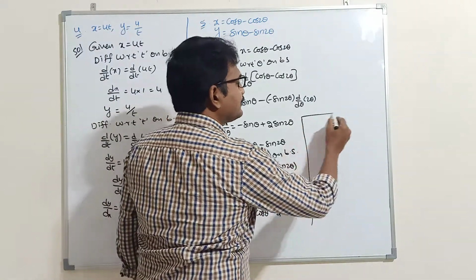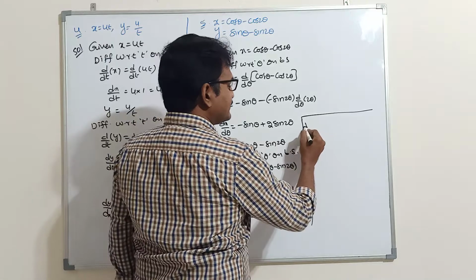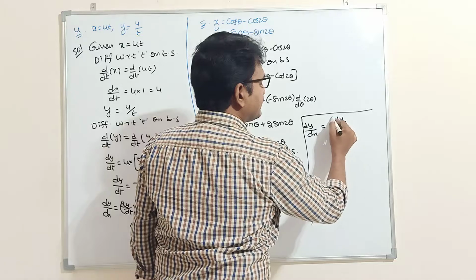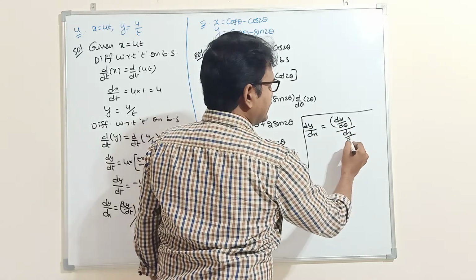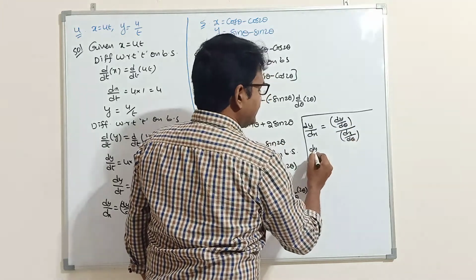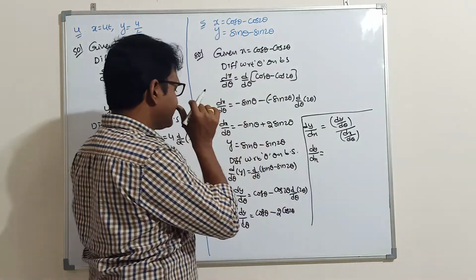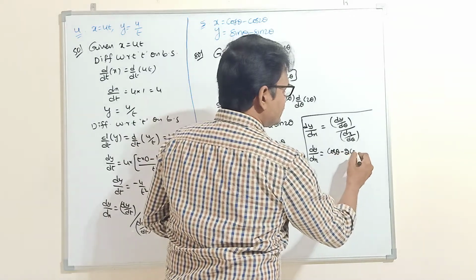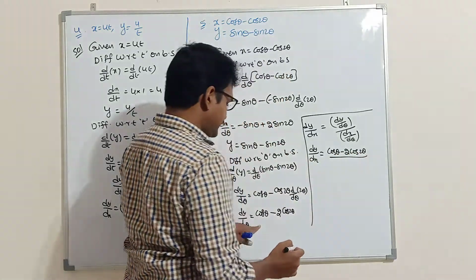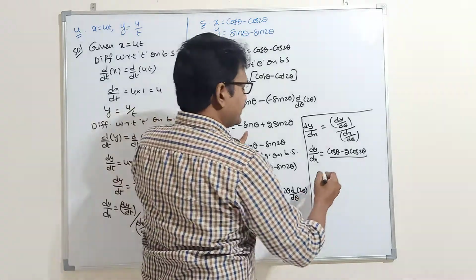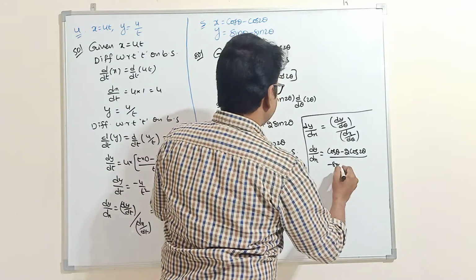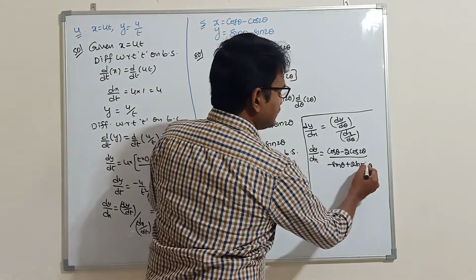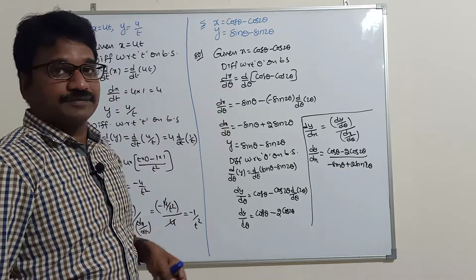So finally, what do we need to find? dy by dx. So dy by dx is equal to dy by d theta by dx by d theta. So dy by dx is equal to, what is the dy by d theta value? cos theta minus 2 cos 2 theta, by the dx by d theta value, minus sin theta plus 2 sin 2 theta. This is the value of dy by dx of the fifth problem.